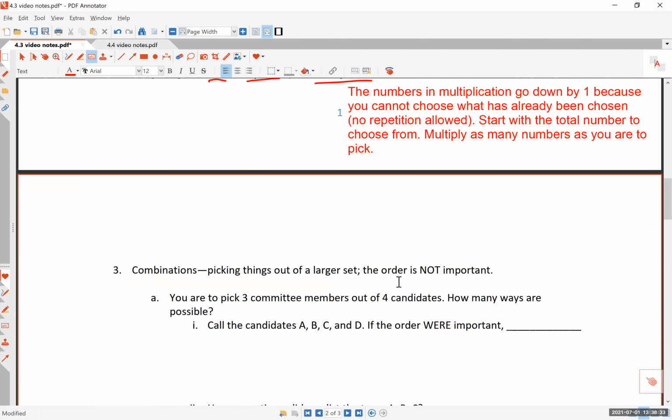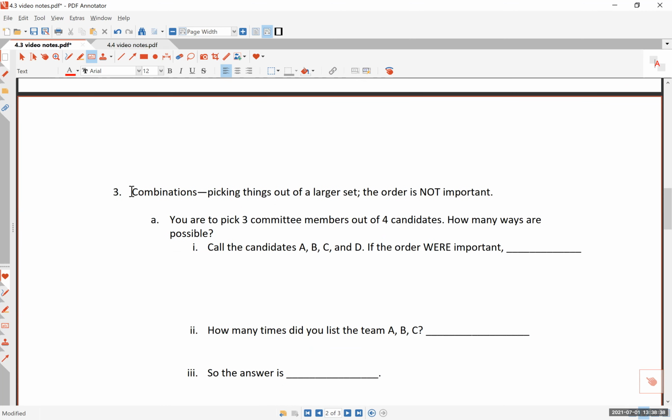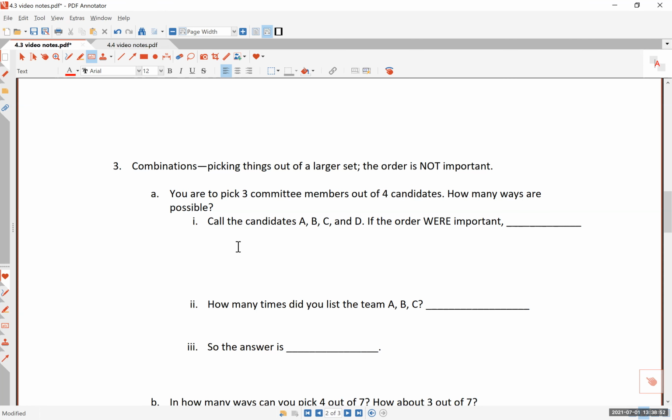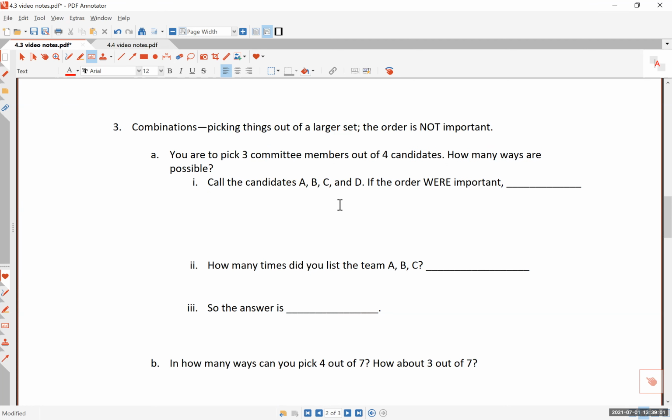Now let's go to the second page, which introduces us to the third of the 3 counting methods. We had the general multiplication rule, and we had permutations. Combinations is typically the hardest one to understand and typically the hardest one to teach. So let me get started, and I want you to do a little problem here at the beginning of the second page.